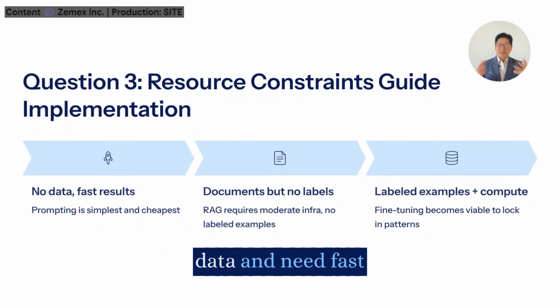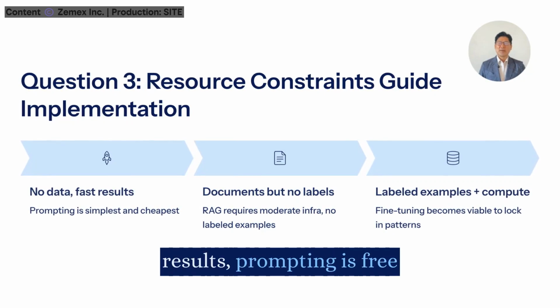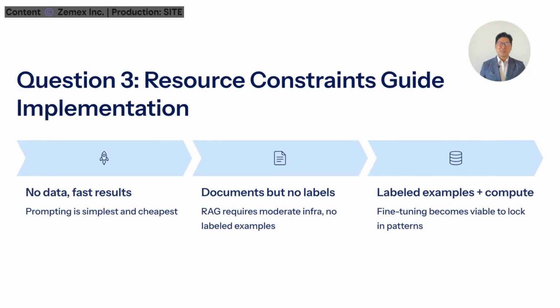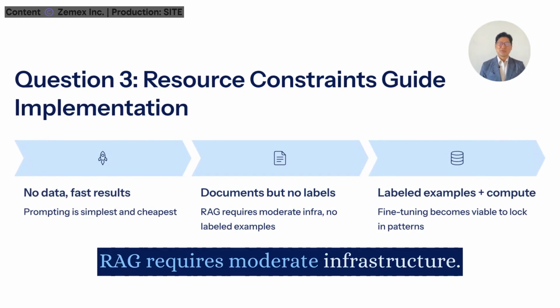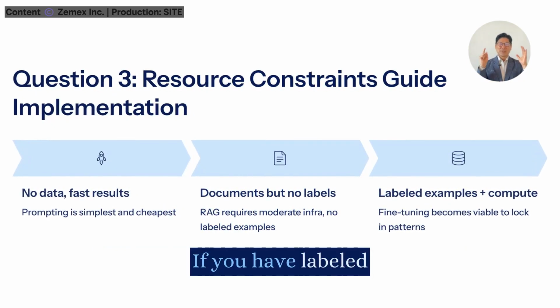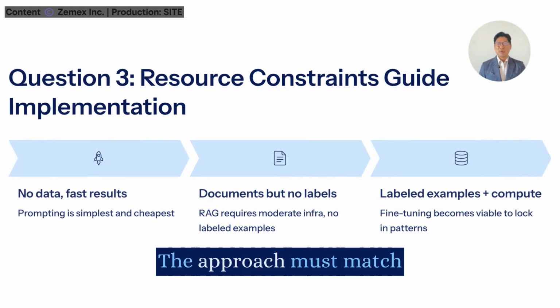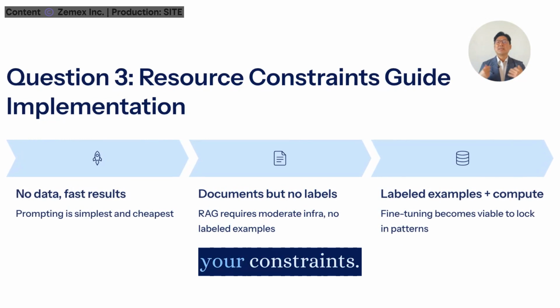If you have no data and need fast results, prompting is free and instant. If you have documents, RAG requires moderate infrastructure. If you have labeled examples, fine-tuning needs compute power. The approach must match your constraints.